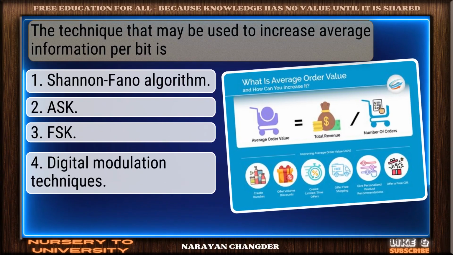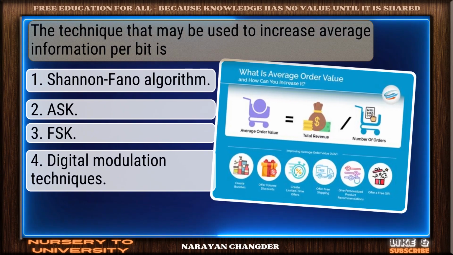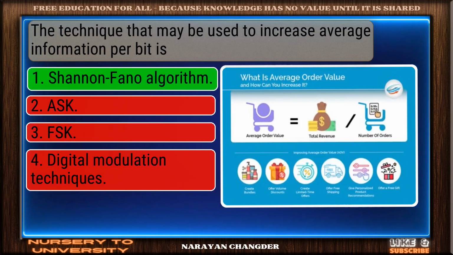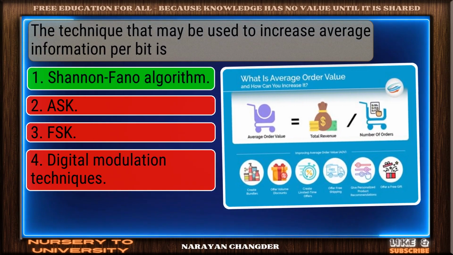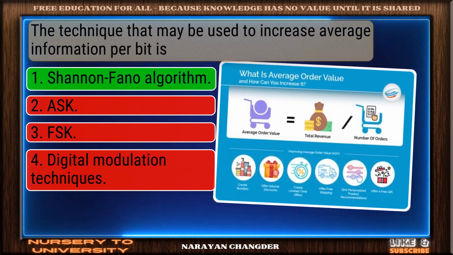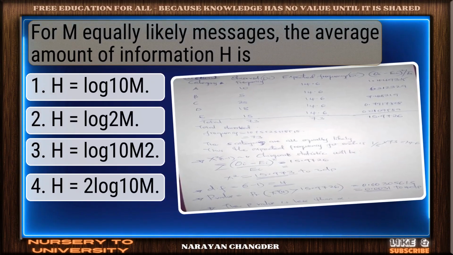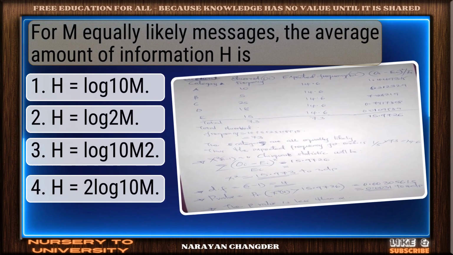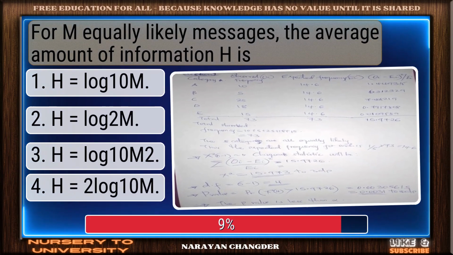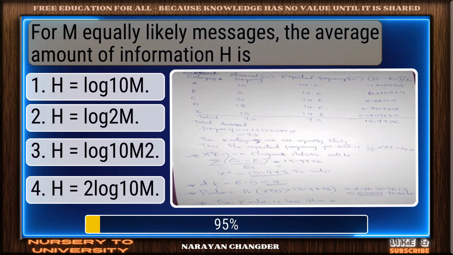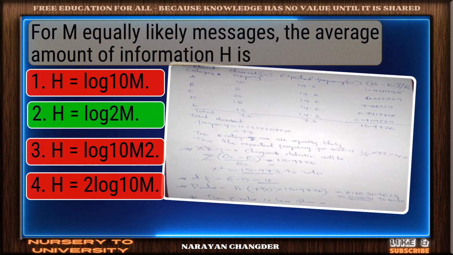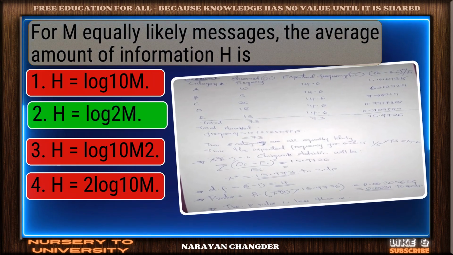The technique that may be used to increase average information per bit is... Right again. Shannon-Fano algorithm is a valid answer. For m equally likely messages, the average amount of information, H, is... Strong choice. H equal to log base 2 of m is the right answer.